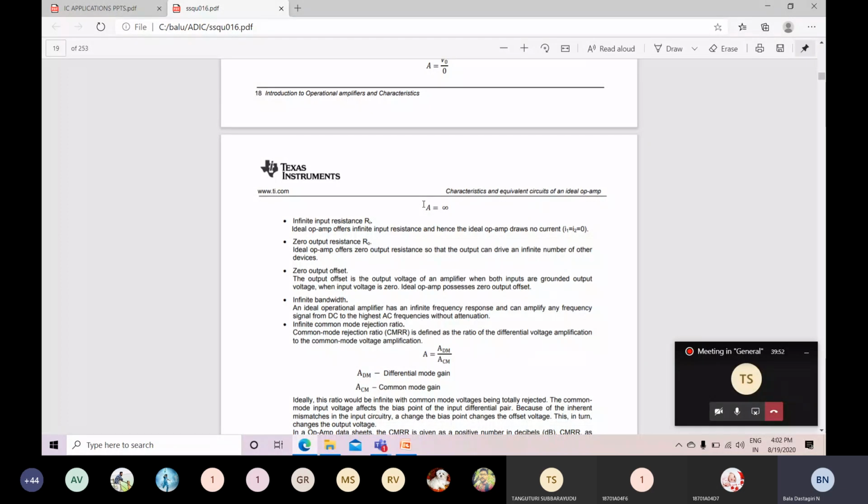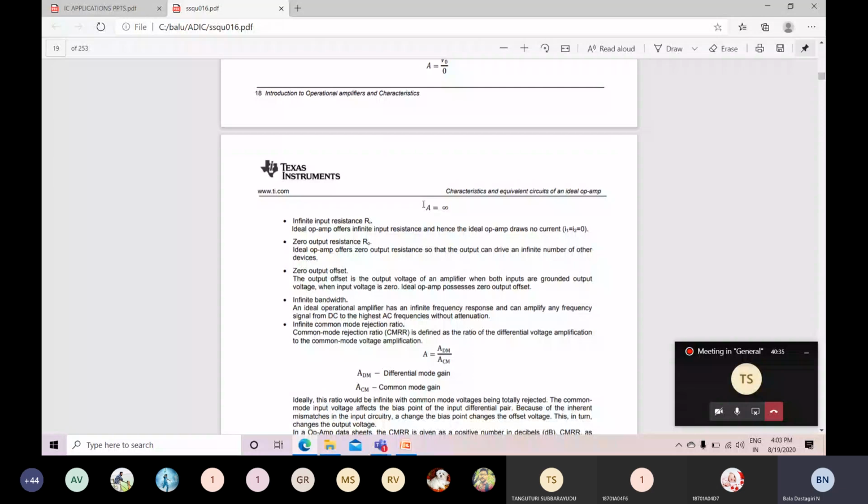For practical op amps or practical electronic devices, there will be a little bit of offset voltage. Even though we are giving the input voltages as 0, for practical ICs there will be some output voltage or output current. This is called output offset. But for an ideal op amp, the output offset should be 0. That means when both the inputs are grounded, or both input voltages are 0, there should be no output voltage.